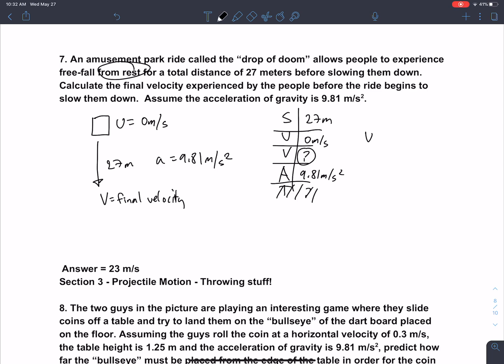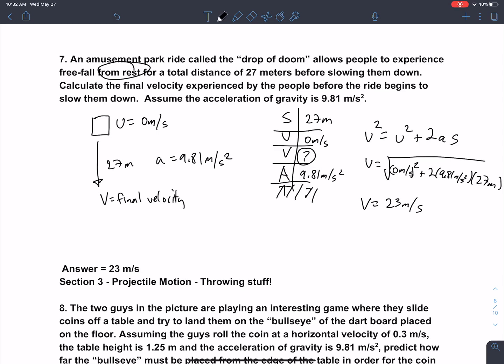So V squared is equal to U squared plus 2AS is something that I can see that we can use. Okay, and V is going to be equal to the square root of 0 meters per second squared plus 2 times 9.81 meters per second squared times 27 meters. If I solve for that, it's going to be 23 meters per second. Okay, that's what we got there.